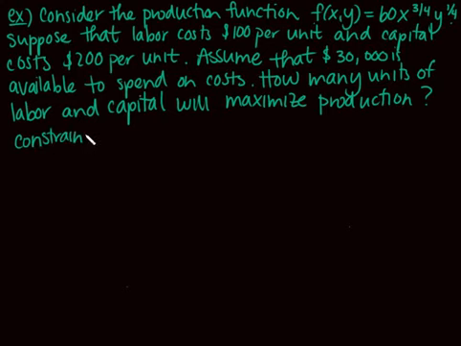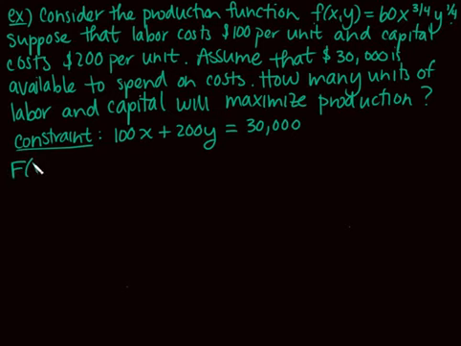Well, my constraint is I can spend, if it's $100 per unit of labor, $200 per unit of capital, the most that I can actually spend is $30,000. Remember this cost function from your 7.1 homework. $100 for a unit of labor, $200 per unit of capital, and that better equal 30,000. Okay, so now we can get this new function, which I was so excited about.